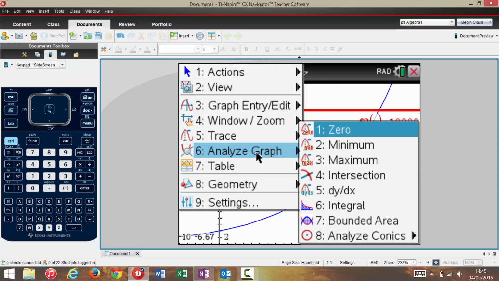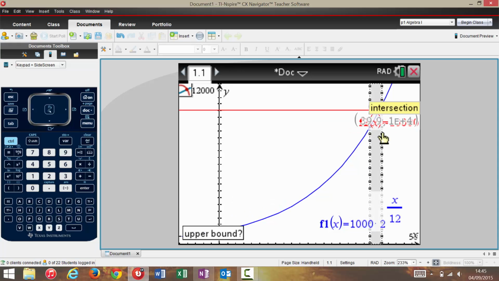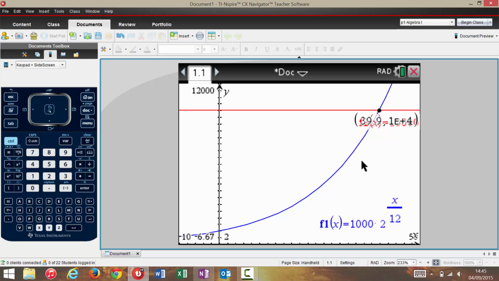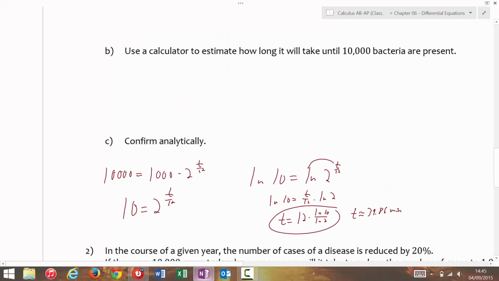And do a quick intersection. And see it's about 39.9. So that confirms what we had before. Just trying to point out that you can do it. I'll just draw and sketch a graph. Just say we found the same thing.